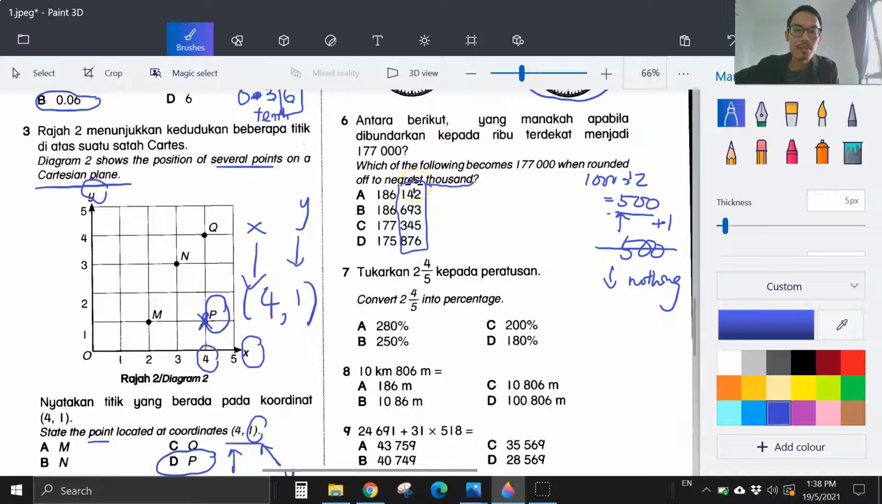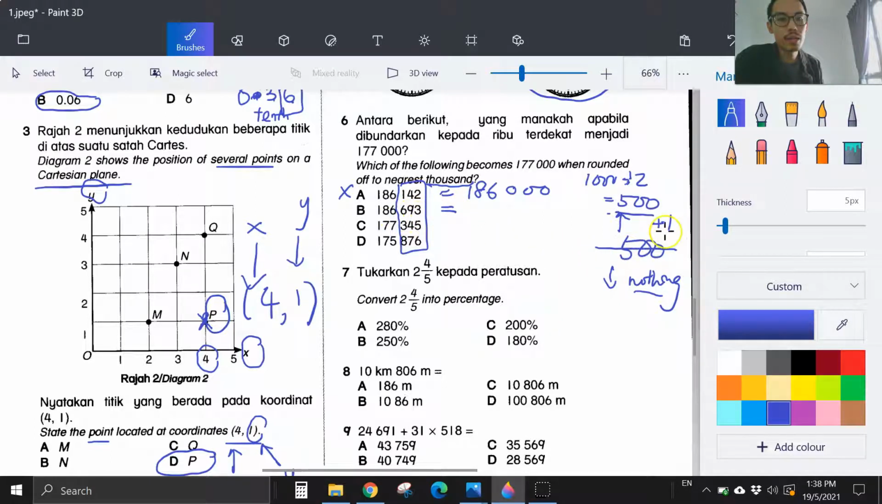Okay, let's look at A first. Now look at the 3 digits, 1, 4, 2. Is it less or more than 500? It's less, so less than 500, you do nothing. So you just copy 186 and then the last 3 numbers you change to zeros. So A is wrong. Let's look at B.